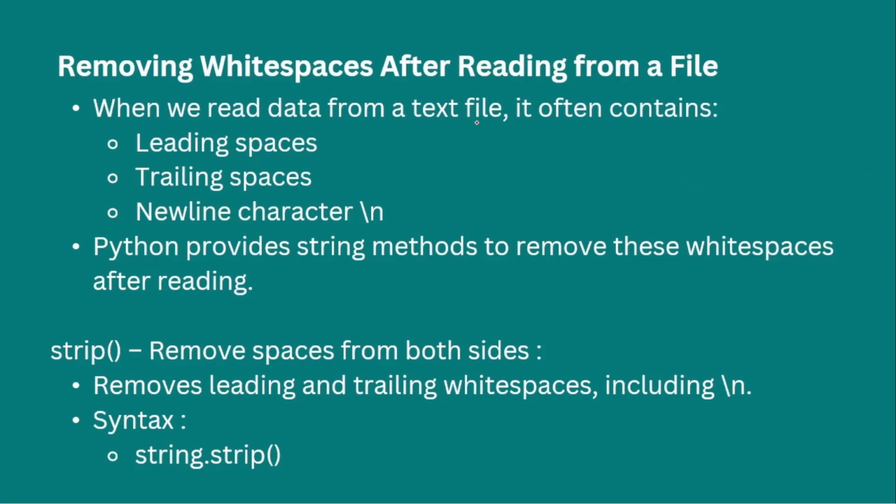The next topic is removing white spaces after reading from a file. When we read data from a text file, it often contains leading spaces, trailing spaces, and newline characters. Leading spaces are spaces present at the start of the string. Trailing spaces are spaces at the end of the string, and we know the newline character. Python provides string methods to remove these white spaces after reading. First is strip. This removes leading and trailing white spaces, including the newline character. The syntax is string.strip.